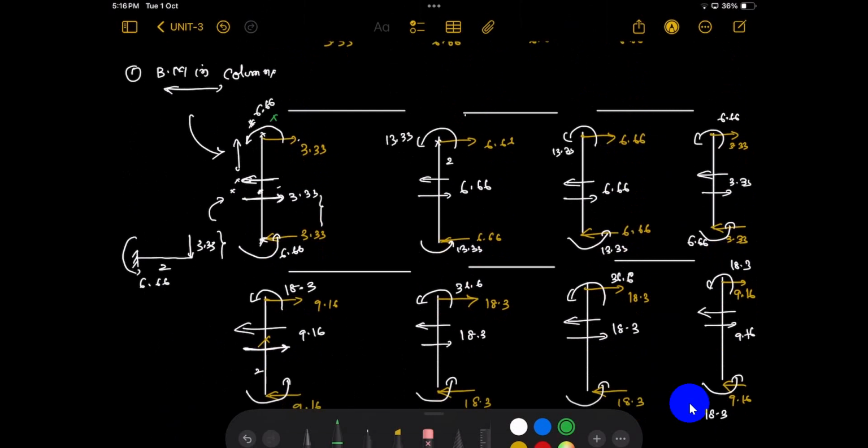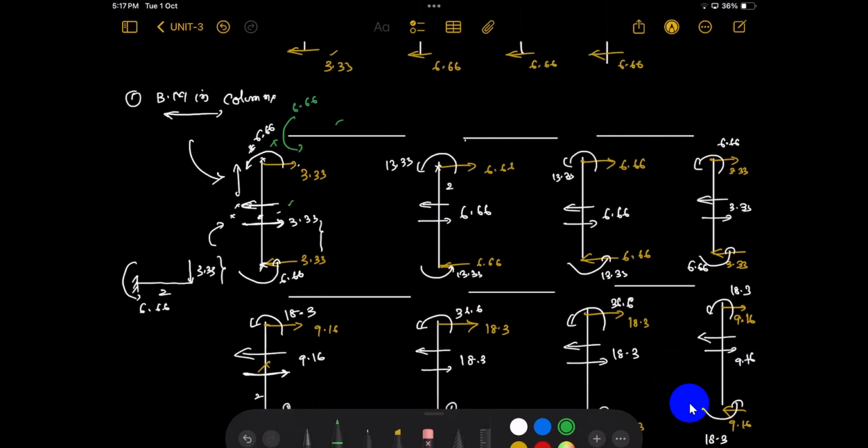At the joint, we cut for the free body diagram of this beam and this column. So what is the bending moment toward the beam? We should maintain joint equilibrium. The sum of the moments in the joint should be equal to 0. Moment, not bending moment. Moment is 0, the bending moment has 6.66. I think you know the difference between moment and bending moment.